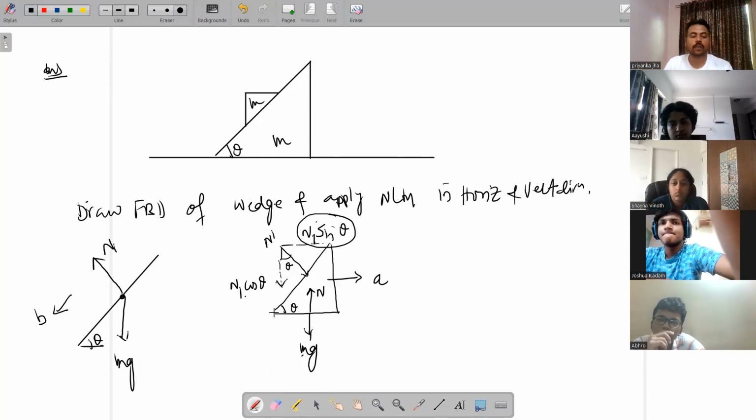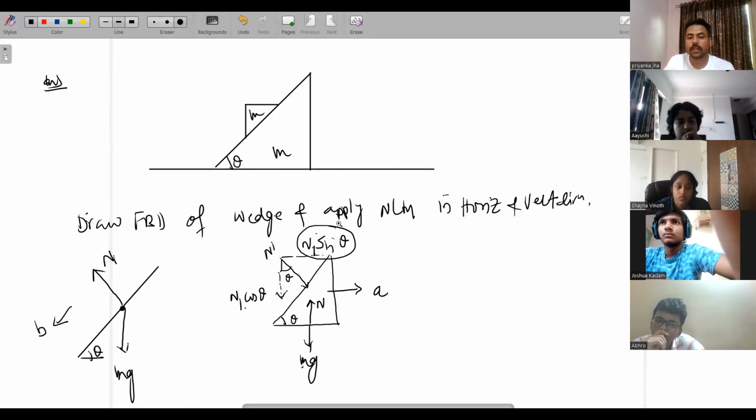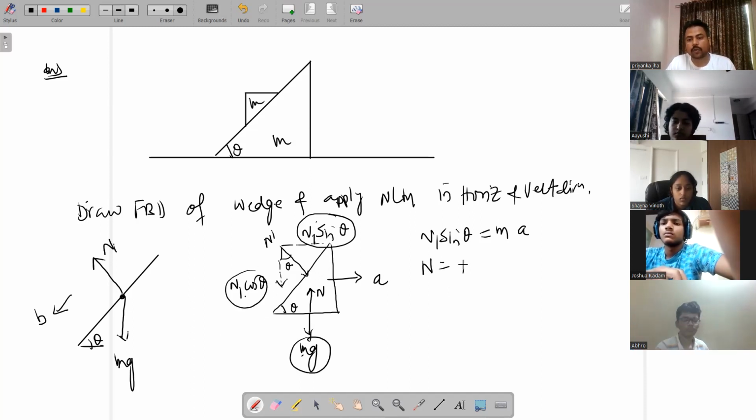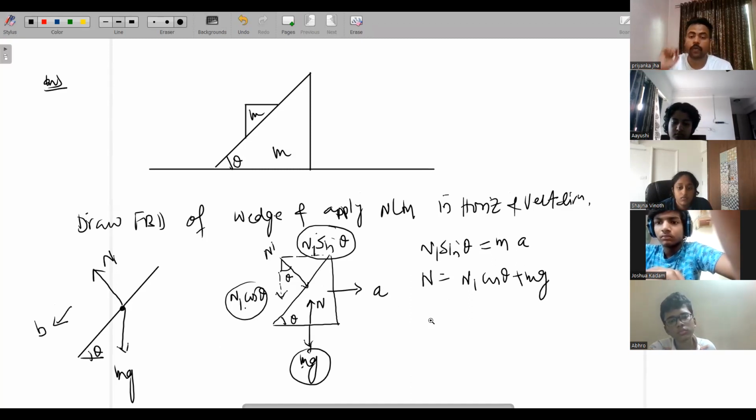Now I want to apply Newton's law of motion on the wedge first. We know that the wedge can move horizontally only. So which force is responsible for horizontal motion? N1 sin theta. So N1 sin theta is equal to mass into acceleration. And the forces in the vertical direction will be balanced and nullify each other. N is acting upward, and N1 cos theta and mg are acting downward. So N1 cos theta plus mg. This is Newton's law on the wedge. Note it down till here.